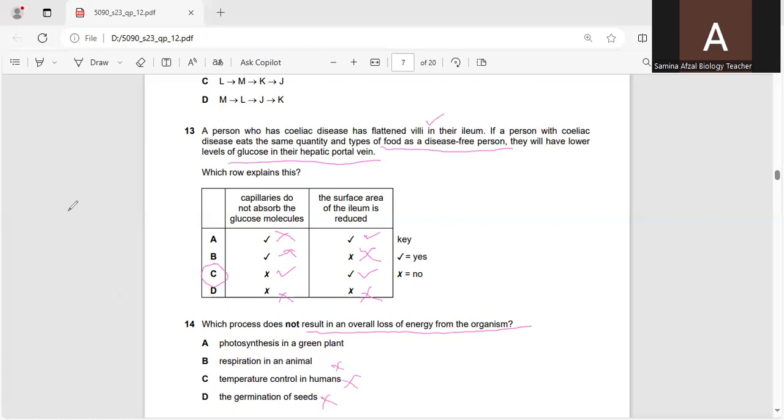Photosynthesis stores the energy. So it does not result in a loss. In all the others energy is evolved, but here energy is stored in the form of food in the green plants by the process of photosynthesis. So A is the correct answer of question number 14. So I would move towards the next question.